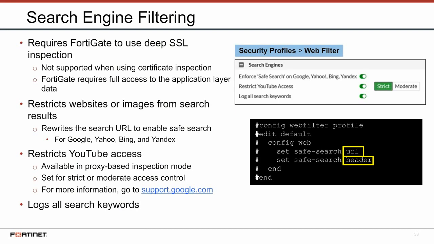Search engine filtering provides two important features: Safe Search and Restrict YouTube Access. Safe Search is an option that some browsers support. It applies internal filters to the search results.